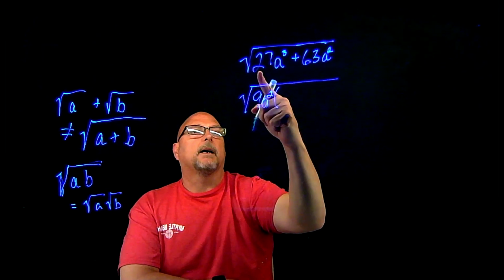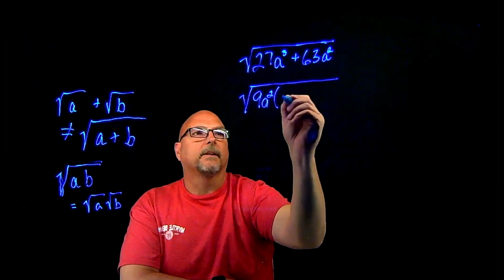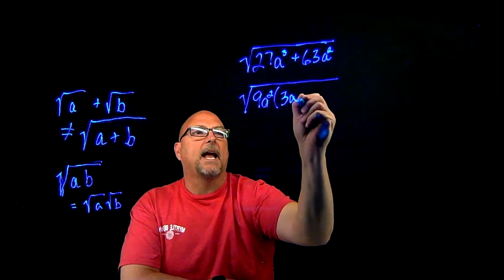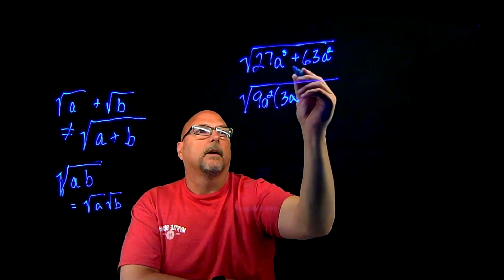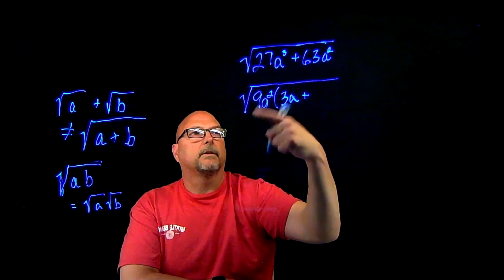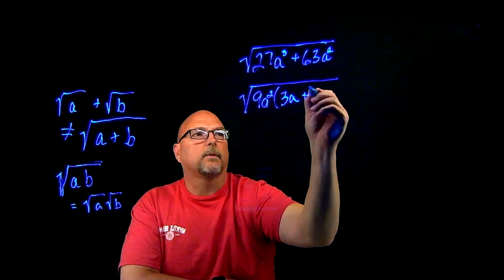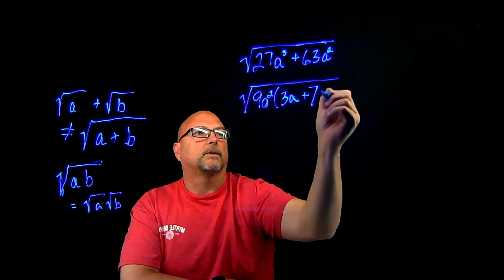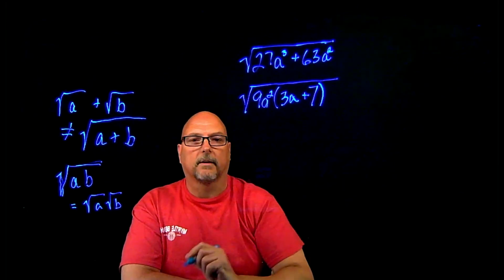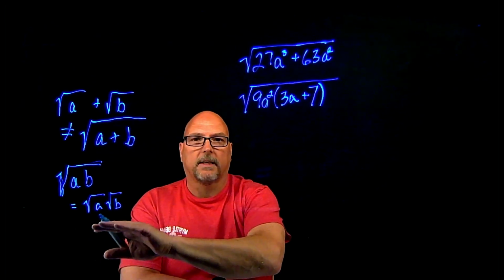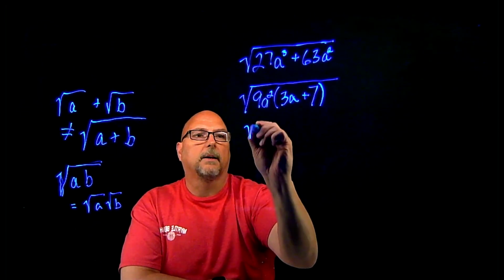So when I factor out the 9 from 27, I'm left with a 3, and a squared times a is a cubed. Then plus here gets a plus here. When I factored the 9 from 63, I have 7 remaining, and a squared comes out, so there's no a factor left inside. So now I use this property, and I'm going to break this up.